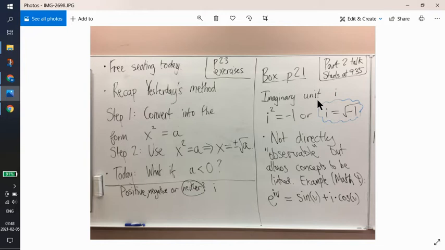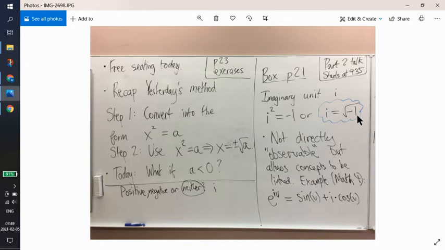But for our Math 2c course, we're not really going to do much more with it. We're just going to use i to represent the square root of -1, and that's pretty much all we're going to do.